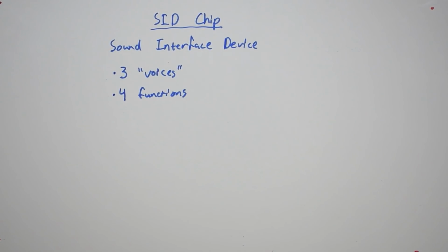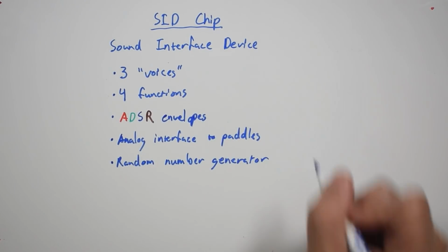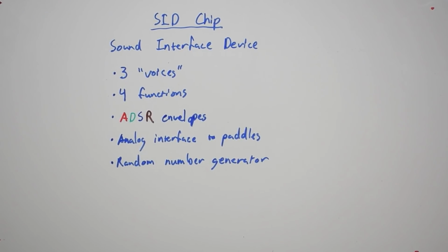For each voice, the SID also provides 4 different kinds of basic functions to generate sound with. In addition to the functions, the SID also provides us ADSR envelopes for adjusting the amplitude of the sound generated. Since it's also one of the few analog chips in the Commodore, the analog interface to paddles is actually present in the SID chip as well as the random number generator. And finally, it gives us 4 filters that we can use across all 3 voices to provide subtractive synthesis of sound.